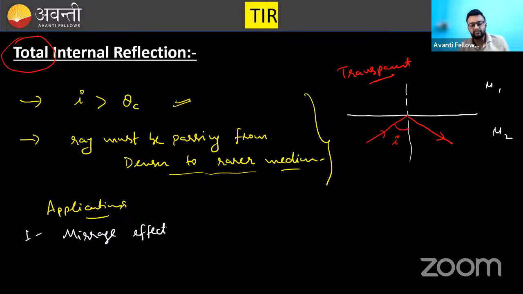Do you know what is mirage effect? Have you heard about it? The imagination of water in desert. Okay, very good, Lokesh. Second phenomenon is 90-degree or 180-degree reflector prism.